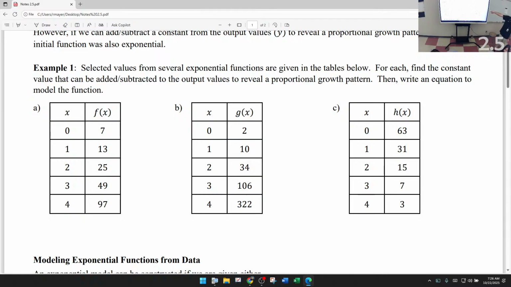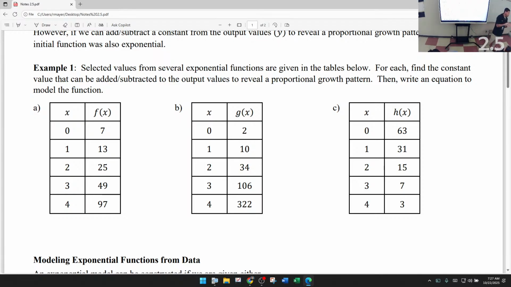Take two. You guys recognize these little tables. And a lot of times what you're going to have to do is figure out, is it linear? Is it quadratic? Is it cubic? Is it exponential? Is it logarithmic? You've got to figure out all these things. Logarithms are coming up. That's what's coming up after exponentials. Okay? So, selected values from several exponential functions.